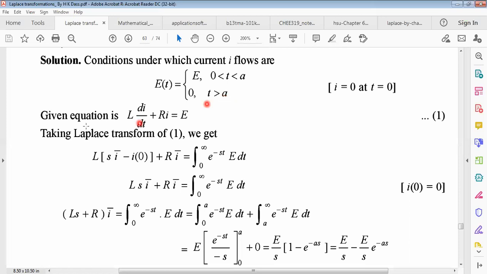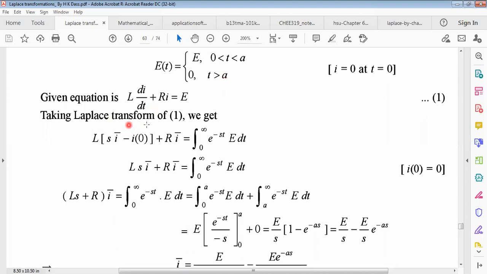Now, the given equation is this differential equation. Taking the Laplace transform on both sides, we must know the Laplace transform gives s times the Laplace transformation of I(t) minus I(0), where I equals 0 at time t equals 0, plus R I bar, where I bar means the Laplace transformation of I(t). Remember it. The Laplace transformation of E will be the integral from 0 to infinity of e to the minus st E dt. Here what does f of t mean?